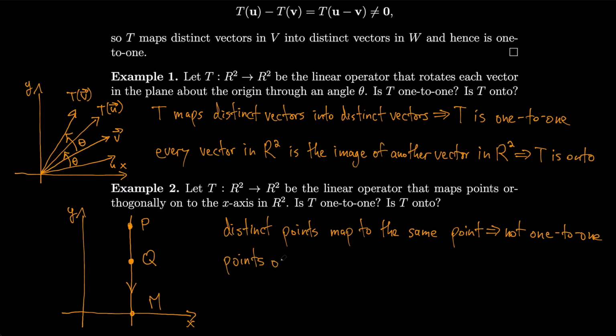So points off the x-axis are not images of any point in this transformation. So that means that this transformation is not onto.